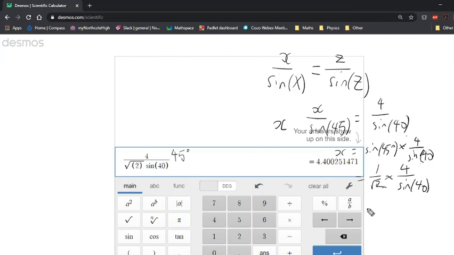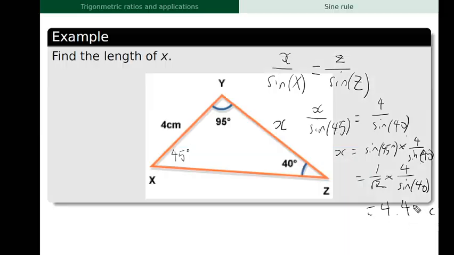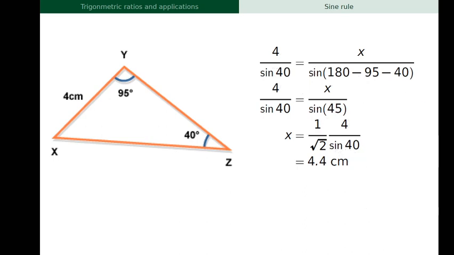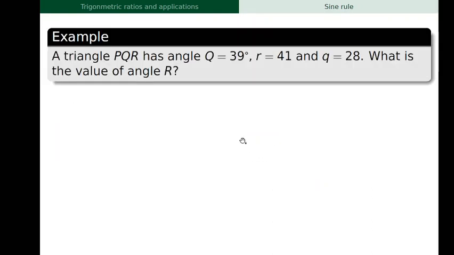And there we go, we get 4.4 centimeters, thereabouts. Now let's just check that we got the same thing. Yep, very good. So that's that example, pretty straightforward. Just label things, take out what you know, and you should get there pretty quick.